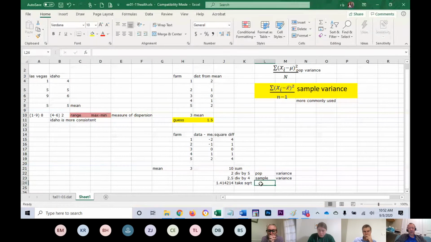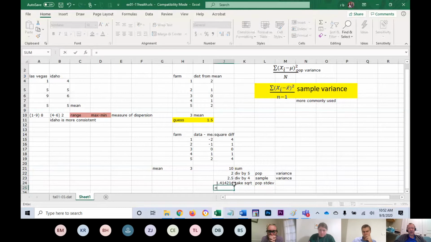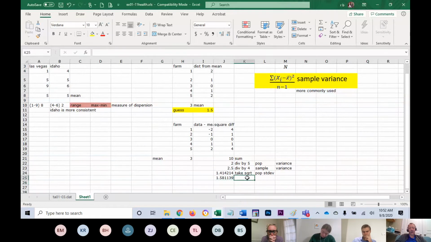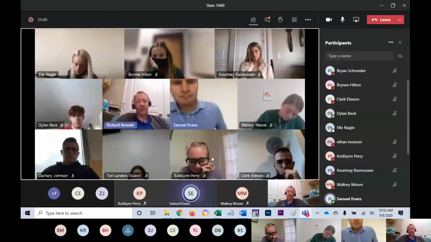This is the population standard deviation. And if I do the same thing with the sample, square root of this, I'm going to get 1.58. And so this is going to be what we call the sample standard deviation. Okay? So you can see in both cases, these numbers are very close, okay, to our guess, which was 1.5. Okay, so does that make sense?